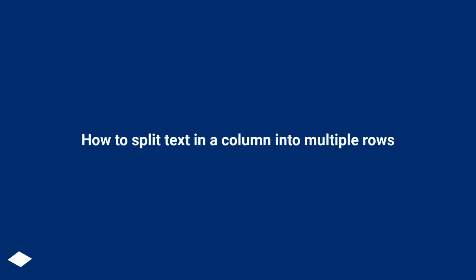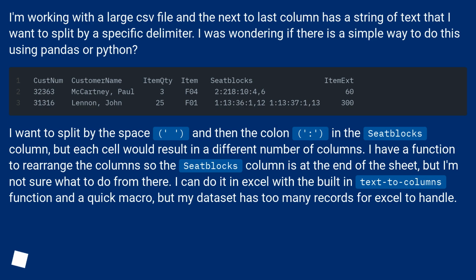How to split text in a column into multiple rows. I'm working with a large CSV file and the next to last column has a string of text that I want to split by a specific delimiter. I was wondering if there is a simple way to do this using pandas or Python?